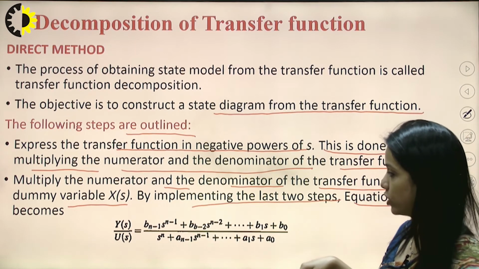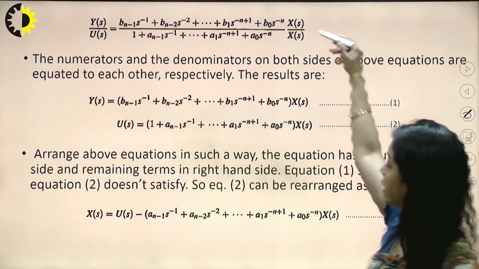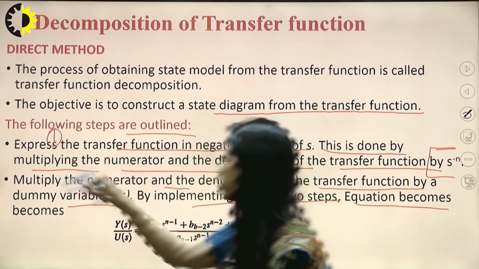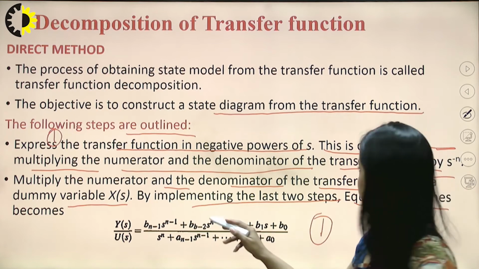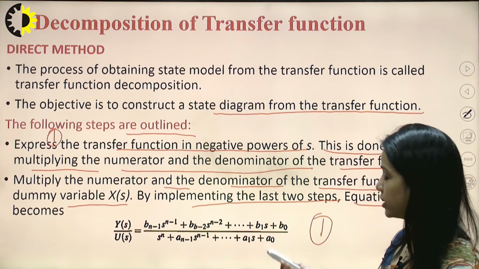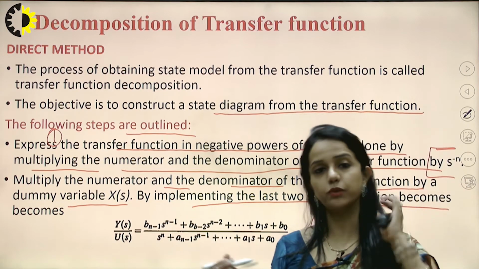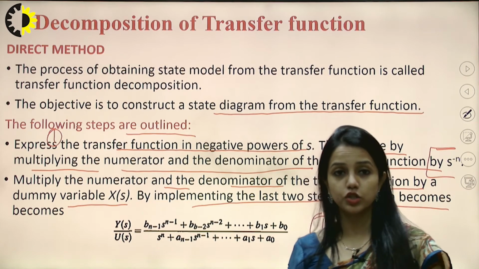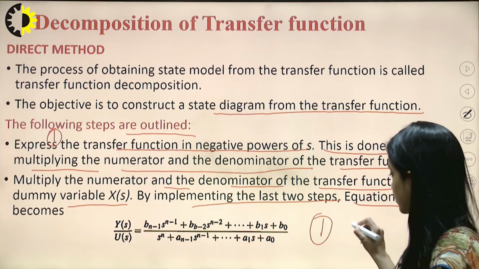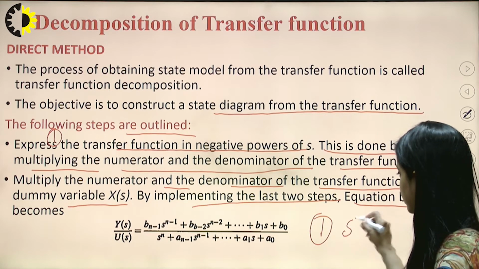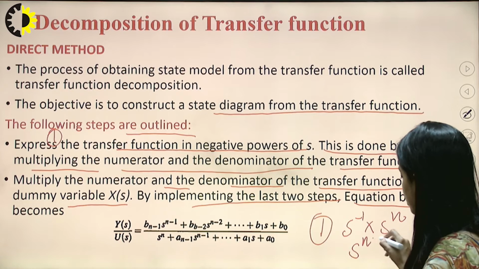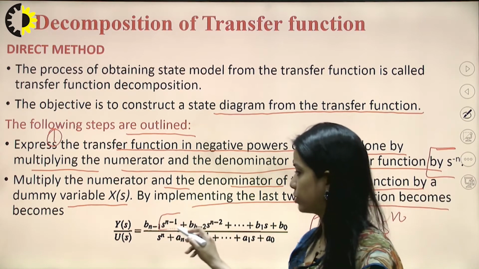What we are doing here, this is the second step. The first step is being implemented here. We have multiplied the complete term by s raised to the power n. Initially it was having, let's say, s inverse, and I multiply it by s raised to the power n. So, it will end up giving me s raised to the power n minus 1. So, this is what I have, s raised to the power n minus 1.